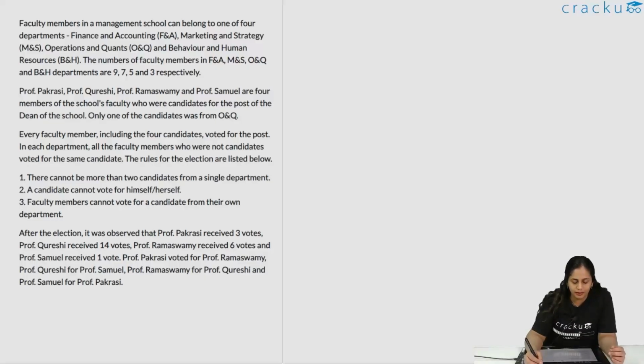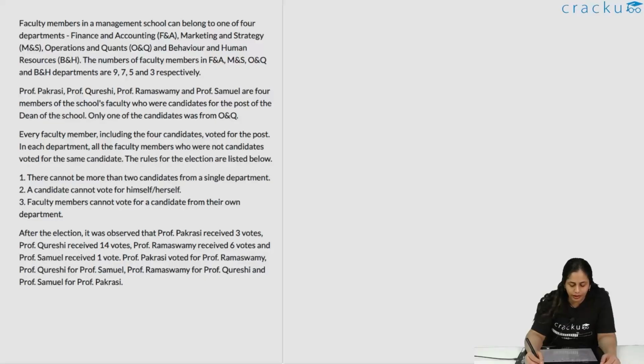Professor Pakrasi, Professor Qureshi, Professor Ramaswamy and Professor Samuel, so they are PQRS, I will be referring to them as PQRS throughout, are 4 members of the school's faculty who were candidates for the post of the Dean of the school. Only one of the candidates was from O&Q. Every faculty member, including the 4 candidates, voted for the post. In each department, all the faculty members who were not candidates voted for the same candidate. The rules for the elections are listed below.